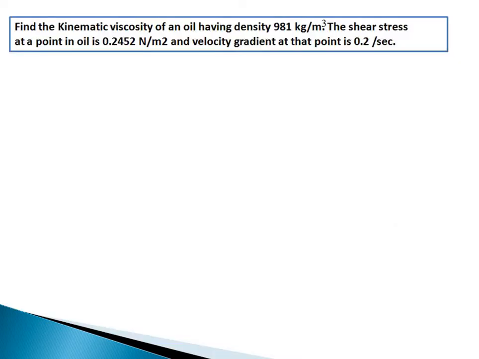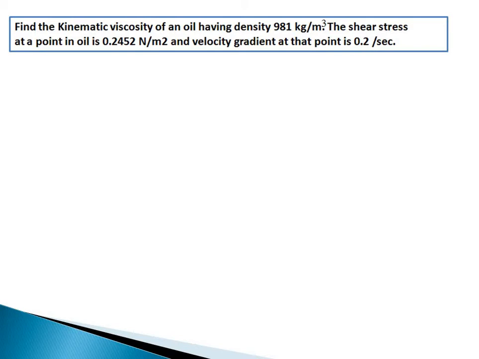The first problem is: find the kinematic viscosity of an oil having a density of 981 kg per meter cube. The shear stress at a point in the oil is 0.2452 Newton per meter square and the velocity gradient at that point is 0.2 per second. So this is the problem. From the problem itself, we know that the oil is less dense than water, which is the standard fluid.